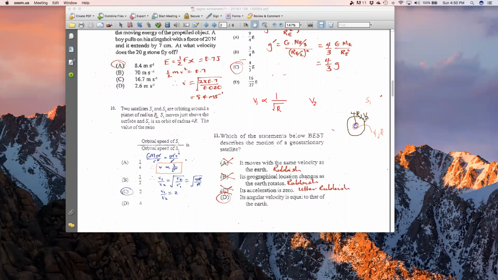Good. So that's what's going on. Both satellites are orbiting the same planet at the same time. All right? This planet has the same mass, and it has the same gravitational constant. So for V2, we can say V2 is proportional to 1 over the square root of 4R.